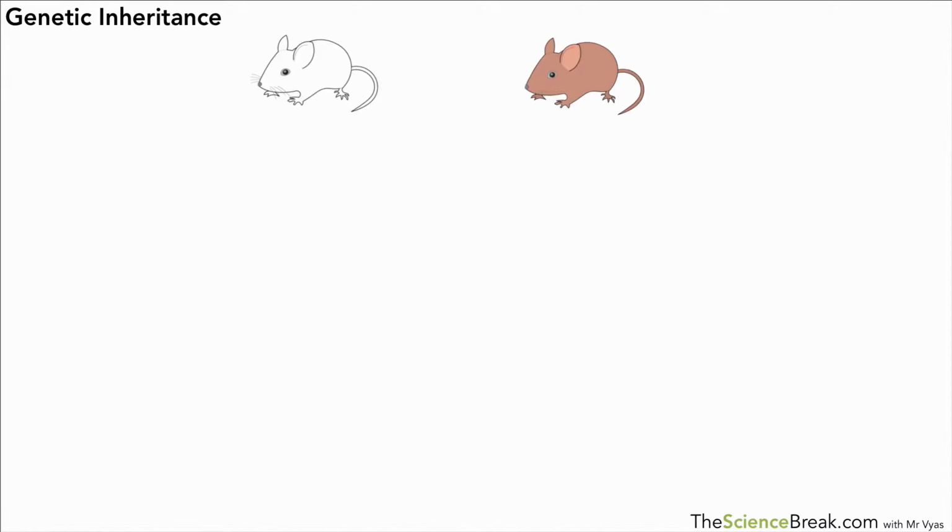Hello, today we're going to look at genetic inheritance and how characteristics can be inherited from parents. The example we're going to use is that of mice. So here we've got two mice, a male and a female. We've got a white mouse and a brown mouse.